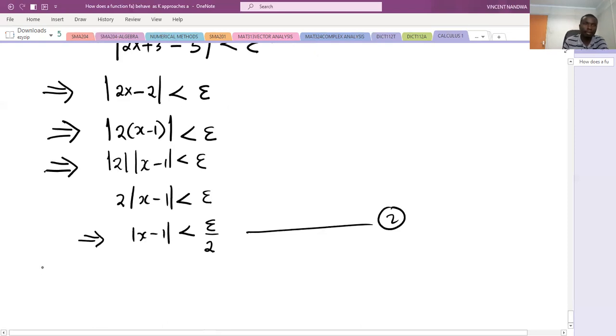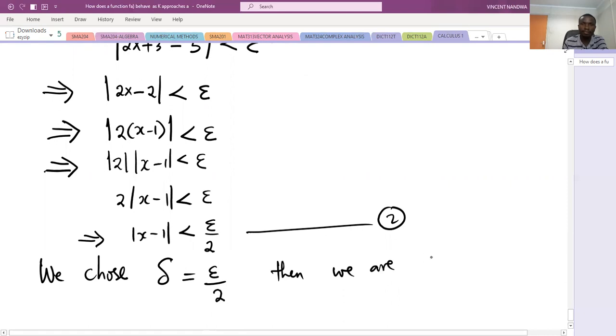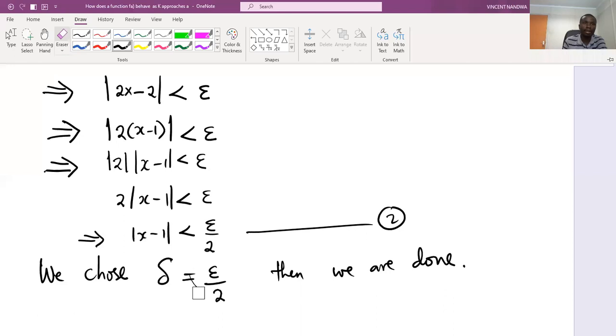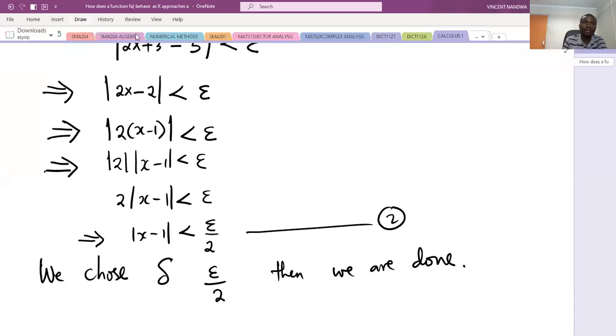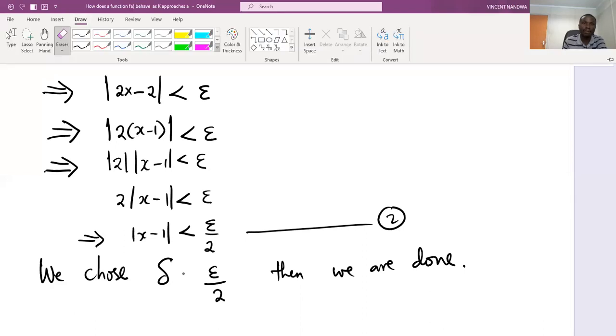So we choose delta to be epsilon over 2. And then we are done. Remember, even any smaller value than this one still works. So delta is less than or equal to epsilon over 2, or simply delta equals epsilon over 2. So that's the proof of that.